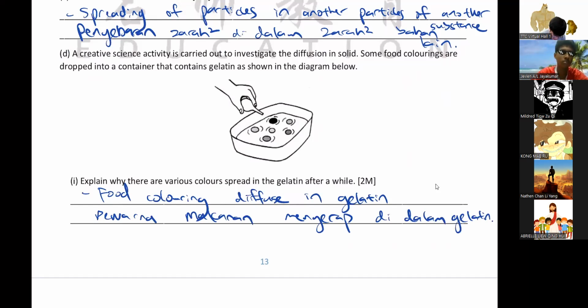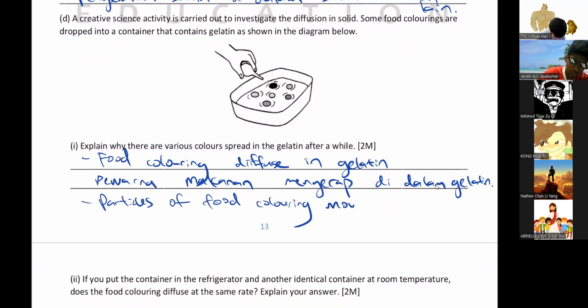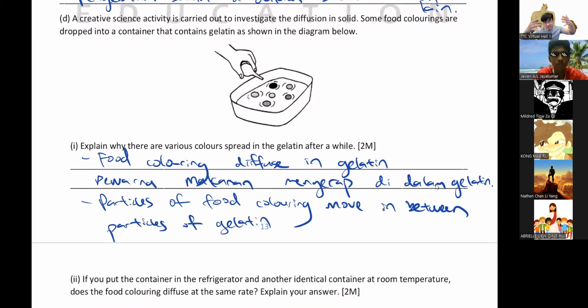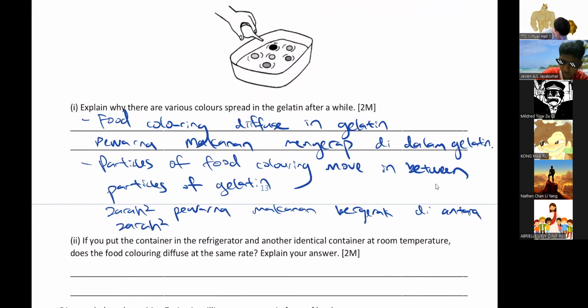Right, I think. Okay, so 2 marks here. So we should explain why. Because the particles, oh my god, this is so long. Particles of food coloring move in between particles of gelatin. So this is the food coloring, this is the gelatin, so they move in between, so the color just mixed up. All right, so you get what I mean lah. So for BM, zara-zara pewarna makanan bergerak di antara zara-zara gelatin.